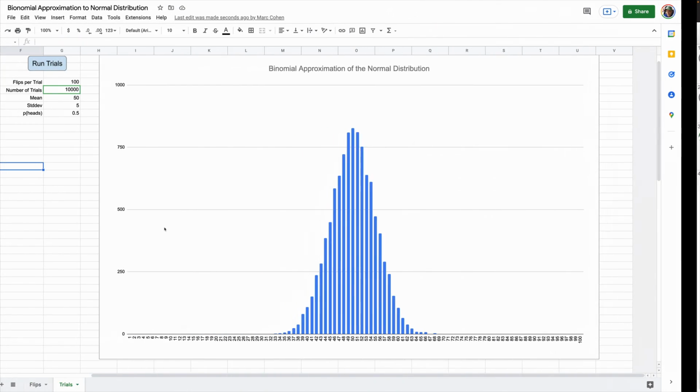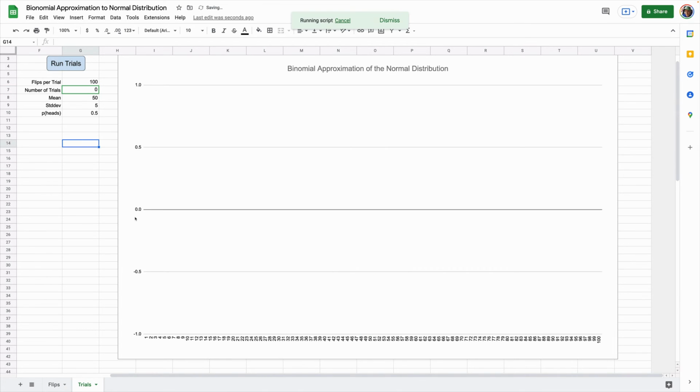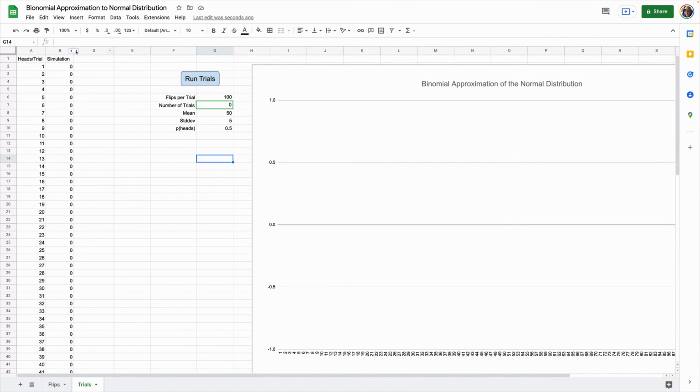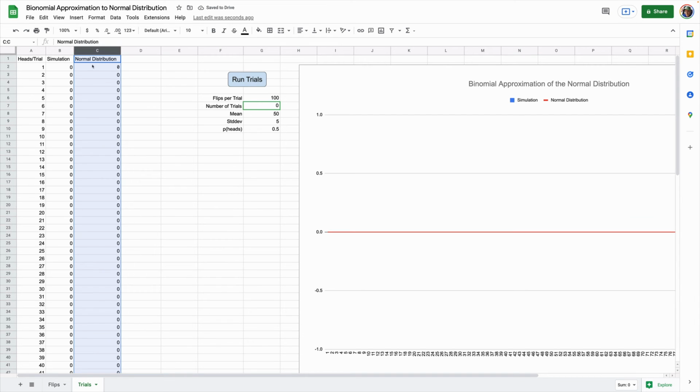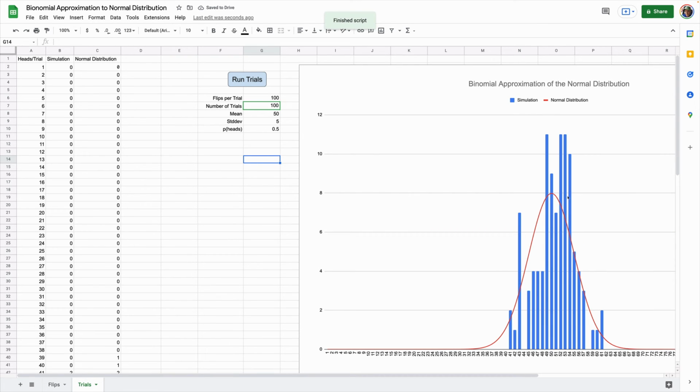Now, what's interesting is I can go back to this graph and I can fit that exact curve around these bars. So let me first reset the number of trials to zero. And that should clear my diagram. And then I will open up, or unhide, this normal distribution column. Now, the normal distribution column is basically using that math function I just showed you to get some data points. And so now if I do some trials, let's go back up to 100. It graphs that curve and superimposes it on top of the bars.